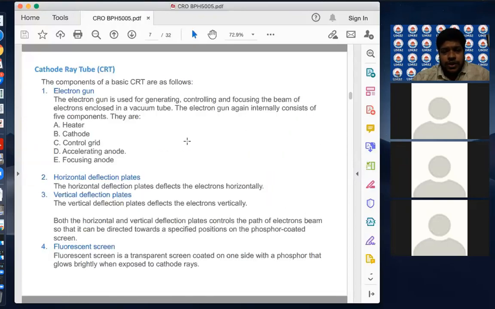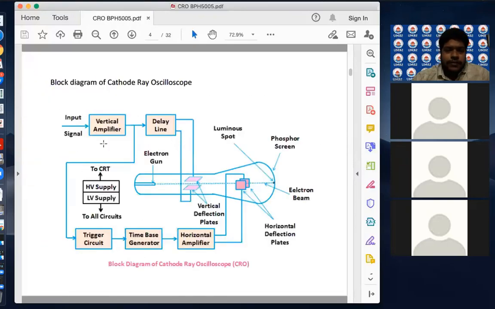So let us go to the block diagram. This is the input signal which we send. It goes to the vertical amplifier, it gets amplified, then it goes to the delay line, and then it goes to the vertical deflection plate. Once you understand clearly the block diagram and working, then you don't need to mug up anything. Whenever anything is asked in this section, you will be able to explain it. You just need to understand its working and the way we are going through it.